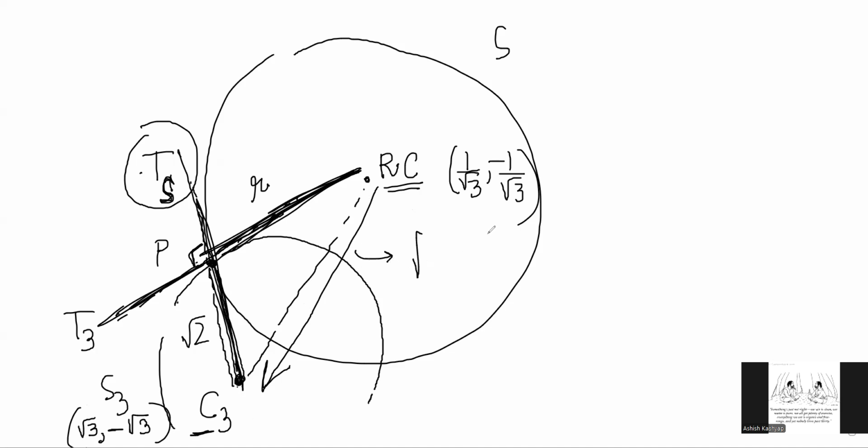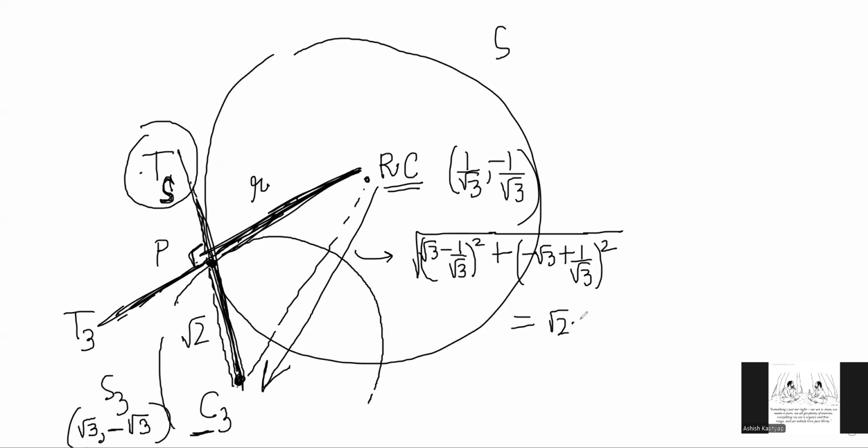So let's do that. That will be root 3 minus 1 by root 3 whole square plus minus root 3 minus minus, so again the same thing: root 3 plus 1 by root 3 whole square. So basically twice of this term. So it becomes root 2 times root 3 minus 1 by root 3. That is this distance, right?